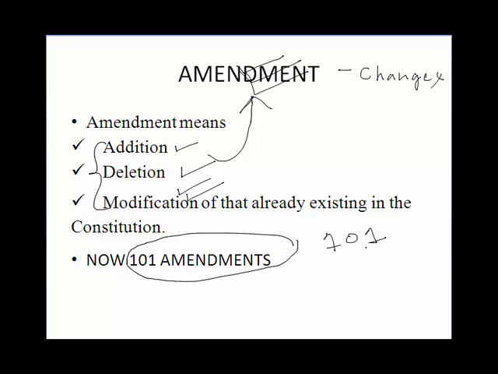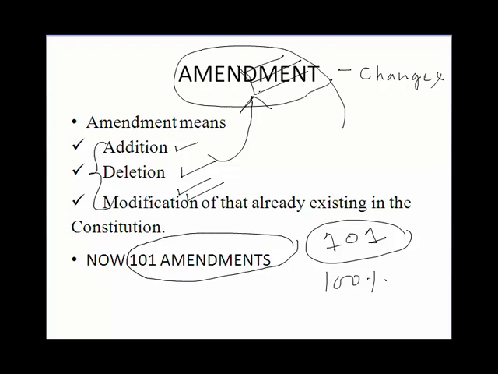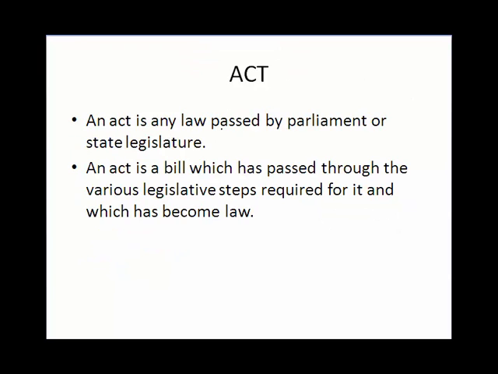Very simple. Amendment means changes. There is no system in the world that is 100% correct. There will be some small loopholes, and such loopholes will be corrected by these amendments. Very simple. So next one is act. What do you mean by act?